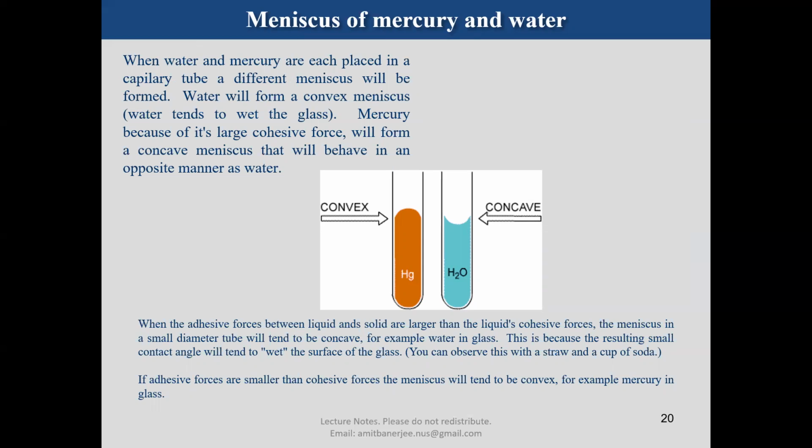When the adhesive forces between the liquid and solid are larger than the liquid's cohesive forces, the meniscus in a small diameter tube will tend to be concave. For example, water in a glass. This is because the resulting small contact angle will tend to wet the surface of the glass. You can observe this with a straw and a cup of soda. If adhesive forces are smaller than the cohesive forces, the meniscus will tend to be convex. For example, mercury in glass.